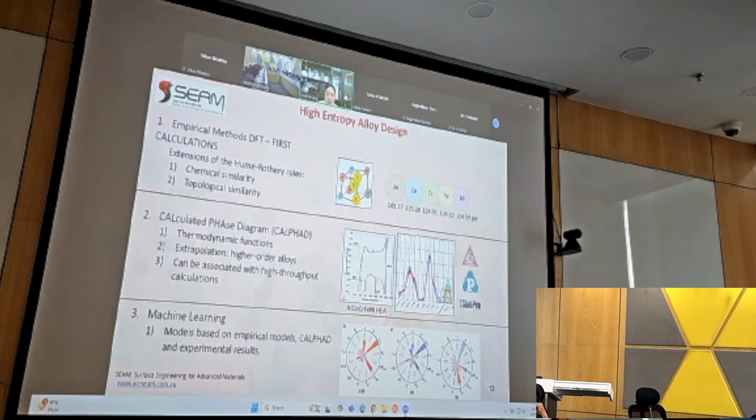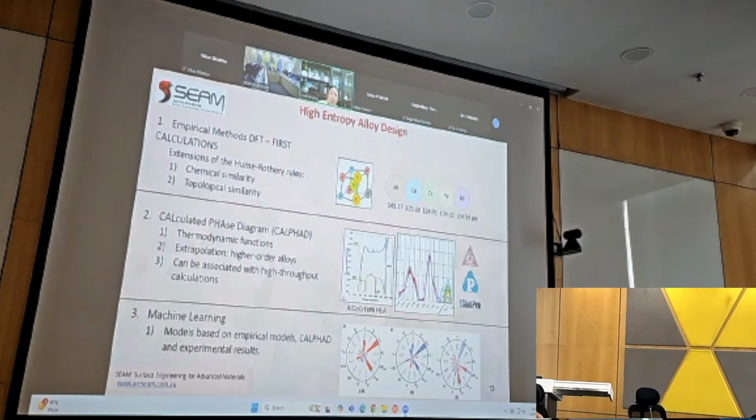Second is to actually use CALPHAD. And certainly we learned a lot from Professor Murthy, who was very instrumental to some of our initial work and continues to be so. I'll share some of the results in a while. And even now what we try to do is to incorporate machine learning with all these different methods to try to get to the right kind of alloy that we want to design much faster.